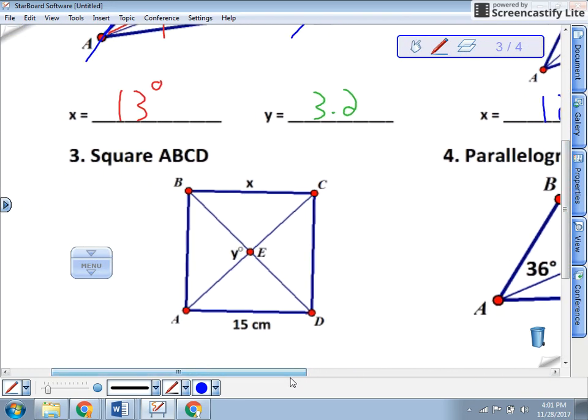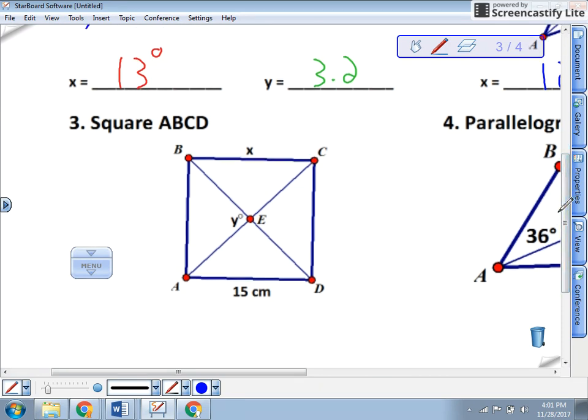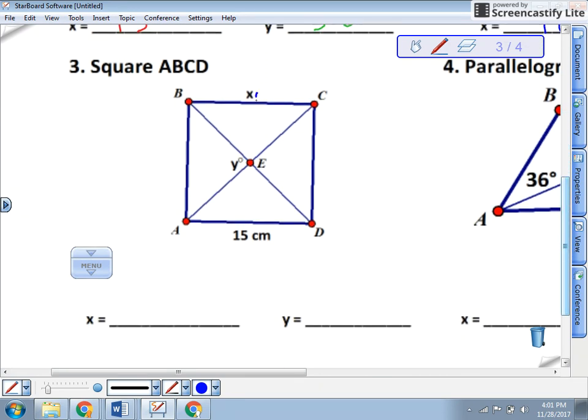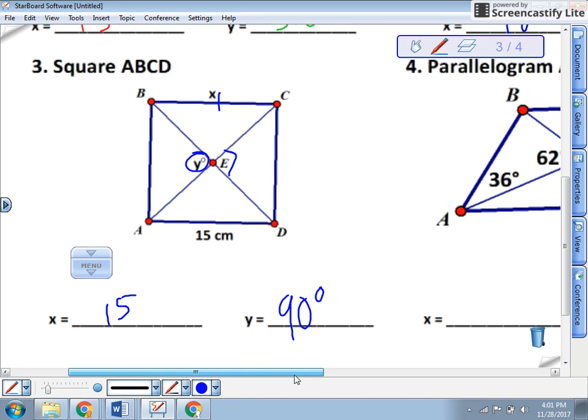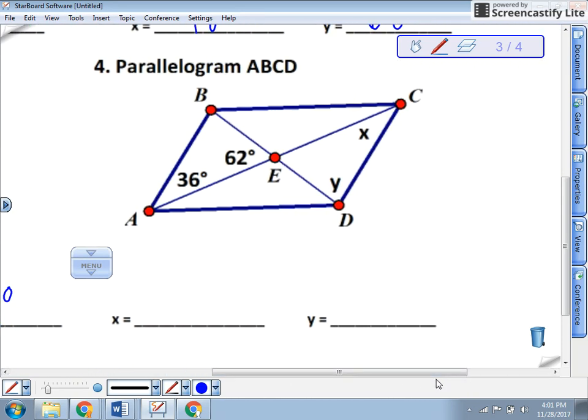Two more quick ones. Why not? Okay, find x. Well, x is a side. We know that all the sides are the same, so that's 15. Find y. Well, it's an angle formed by the diagonals. Well, we know that the diagonals are perpendicular, so that's 90 degrees. Then finally, we've got another parallelogram.